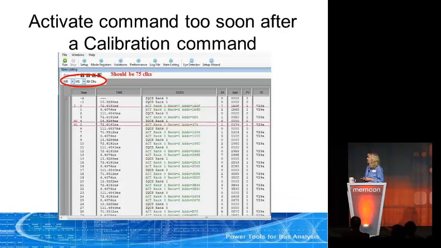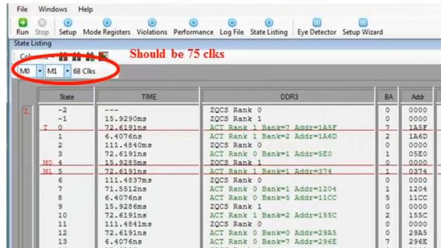So here's another example, an activate command too soon after a calibrate command. In this situation, we were 68 clock ticks and we should be 75. So again, most of these violations were events occurring too close together.